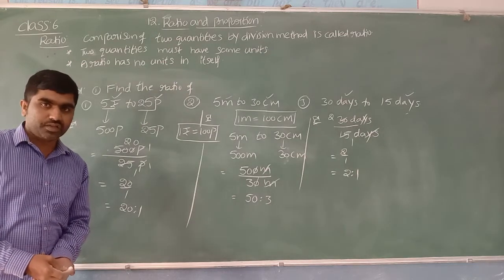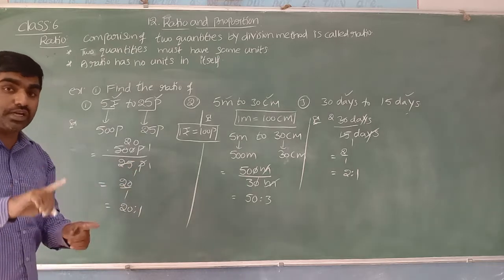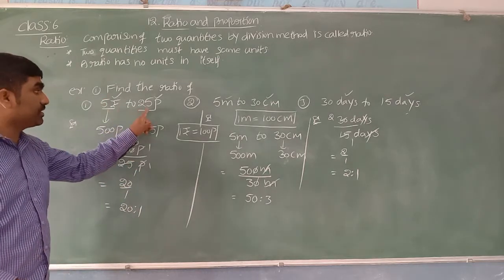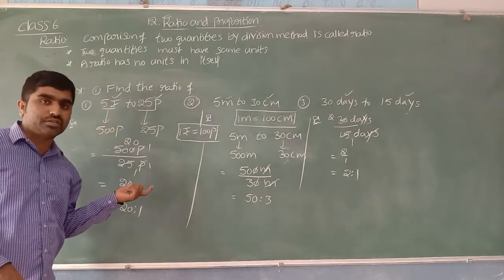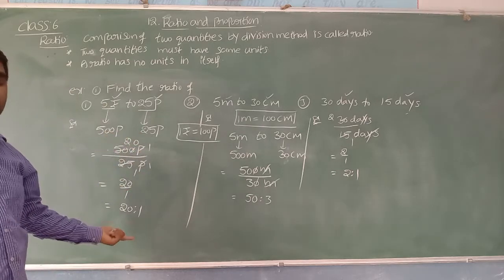Hope it is clear. Ratio means comparing the quantities by division method, and make sure that when you are comparing the quantities, they must contain the same units. In case they have different units, you make them the same units, then find the ratio.